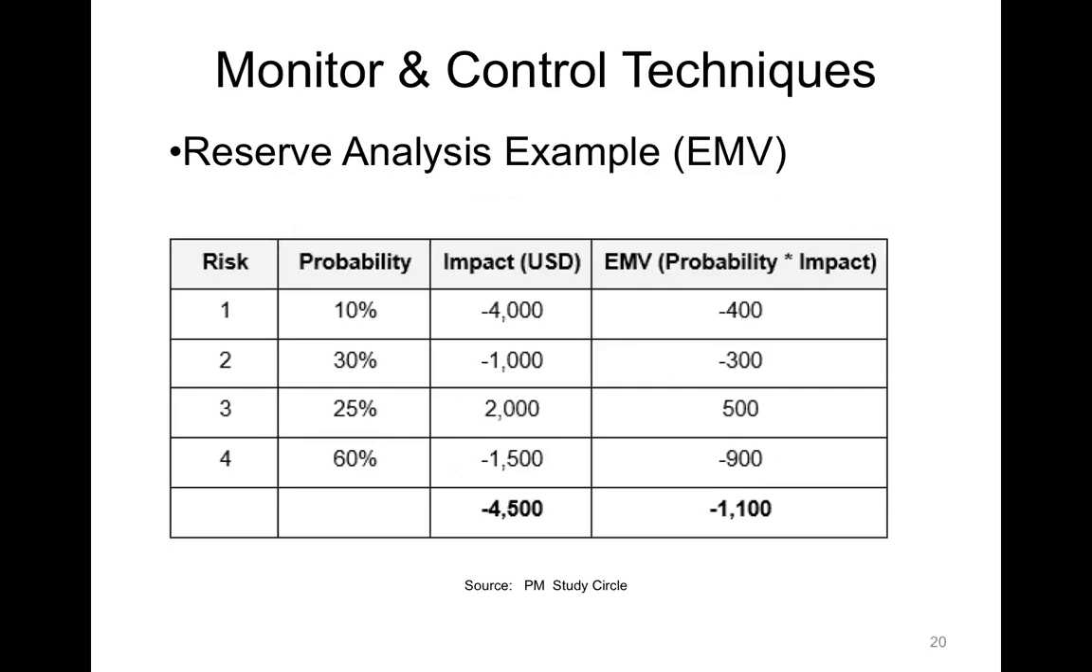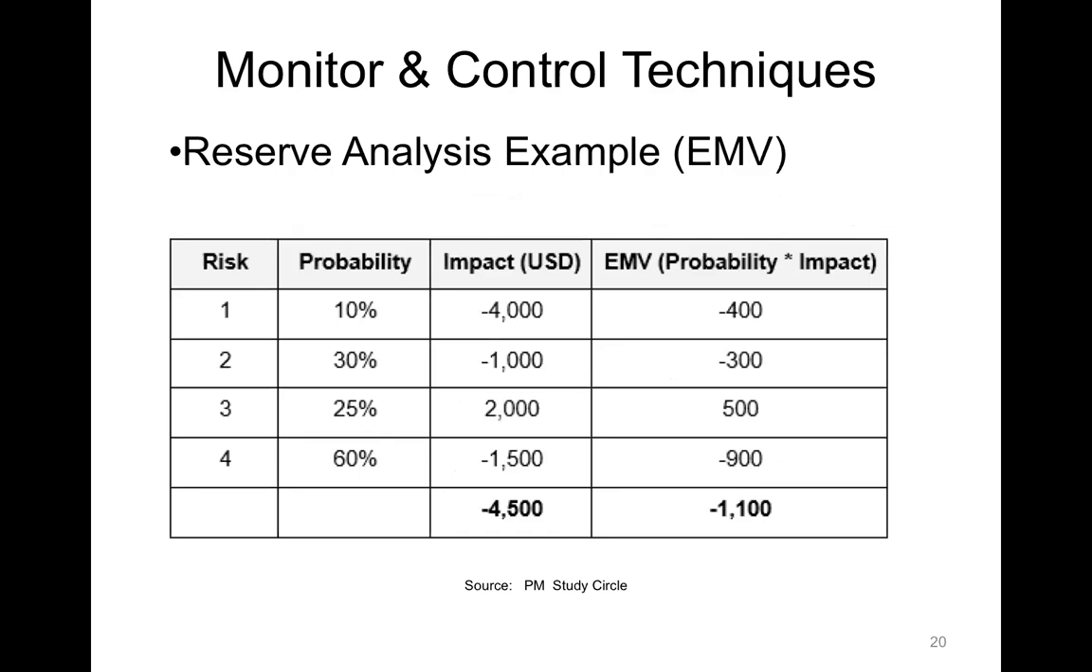So for example, reserve analysis can be done using simple EMV, which is probability times impact. If we're able to quantify, for example, these 4 risks in terms of the probability and impact of those risks, then we would simply multiply probability times impact for all 4 of them, add them all up, and we can see from impact, we have $4,500 in total cost impact.